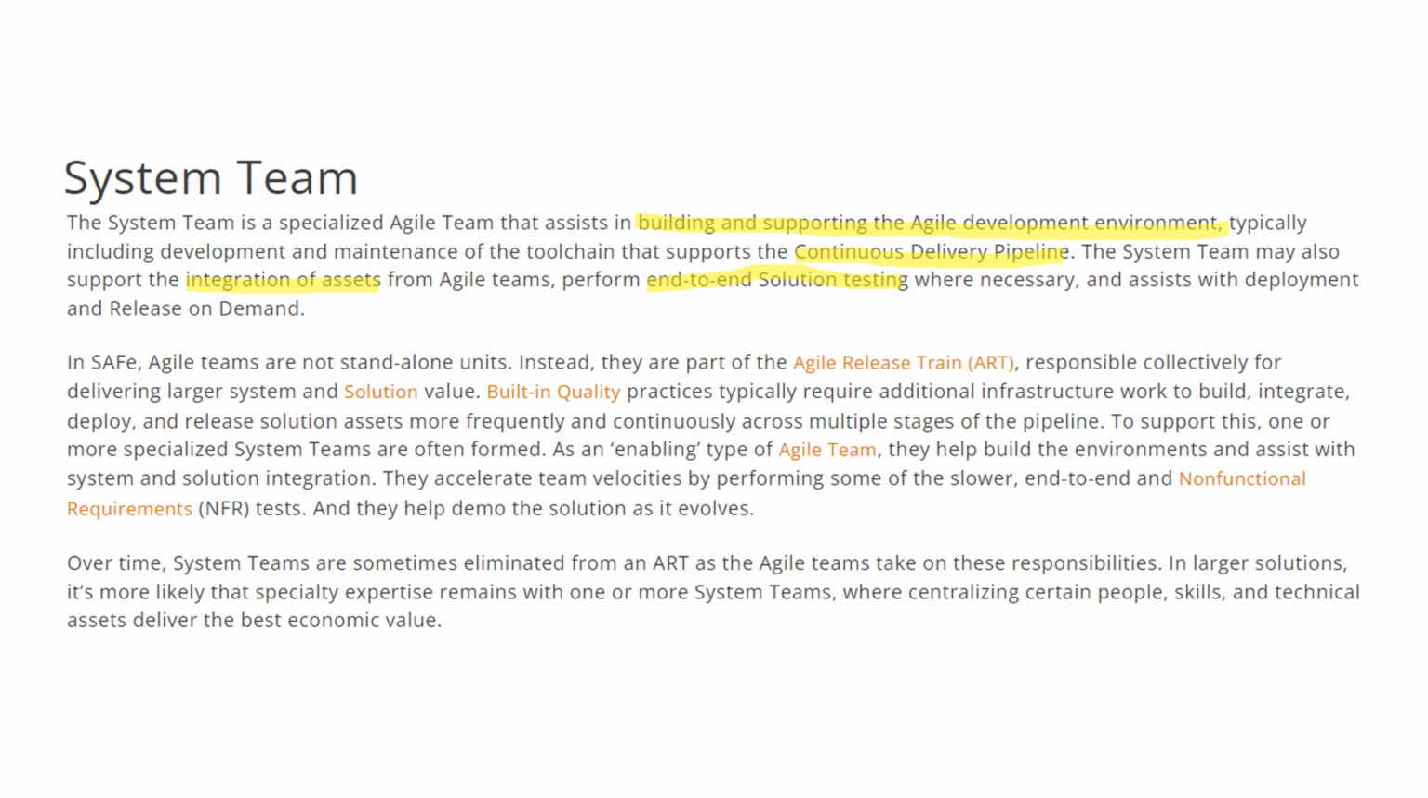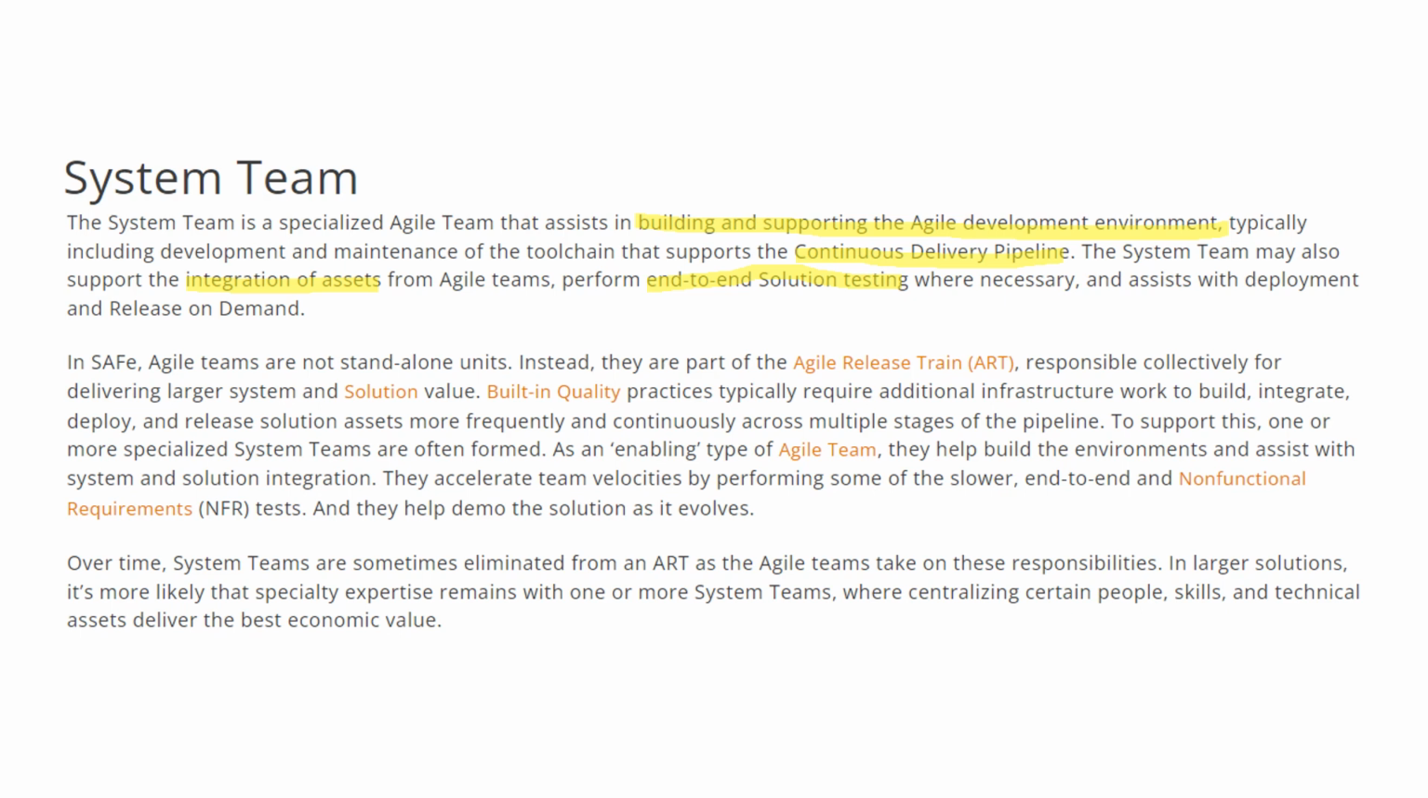The system team may also support the integration of assets, right? When it comes to building an agile development environment, it requires both hardware and software. The system team should have expertise in both. They also perform end-to-end solution testing, and they also assist in deployment and release on demand, right?